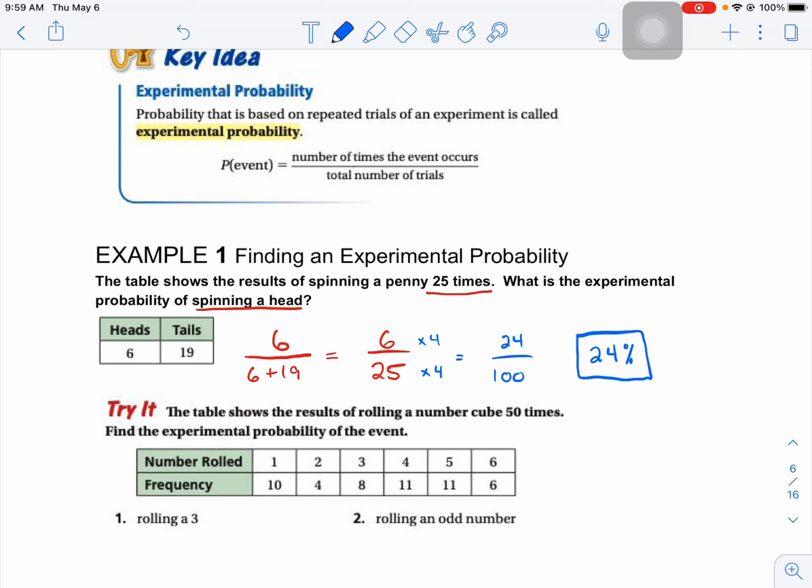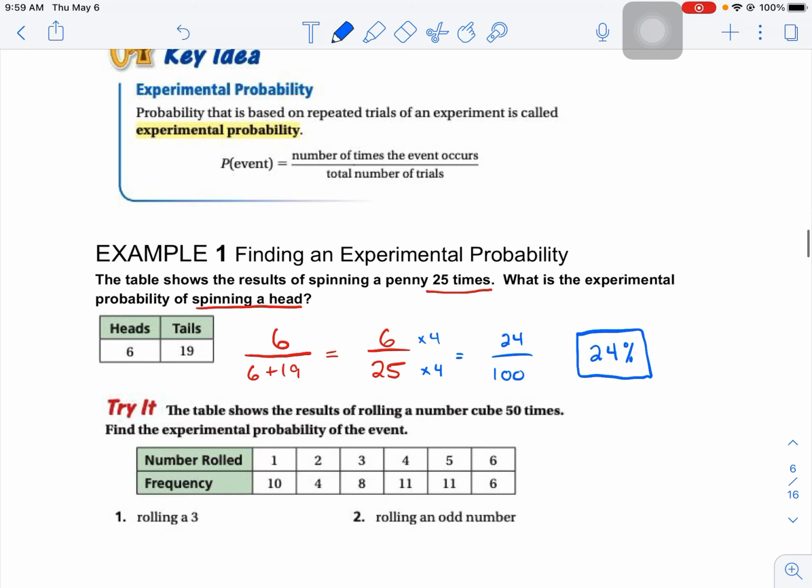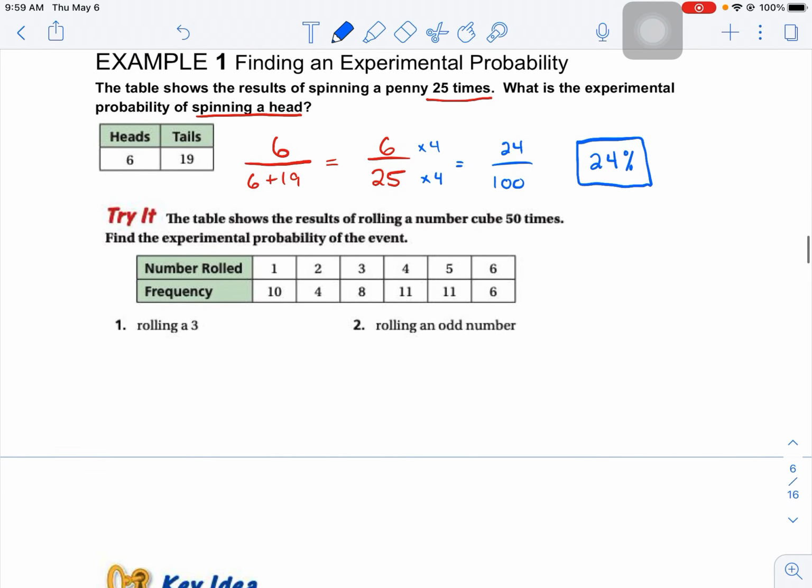Okay, so that was an experimental probability. If you were talking about theoretical probability, theoretically, we would expect it to be about 50% of the time. But the experiment showed it was only 24%. All right, so let's try another example below.